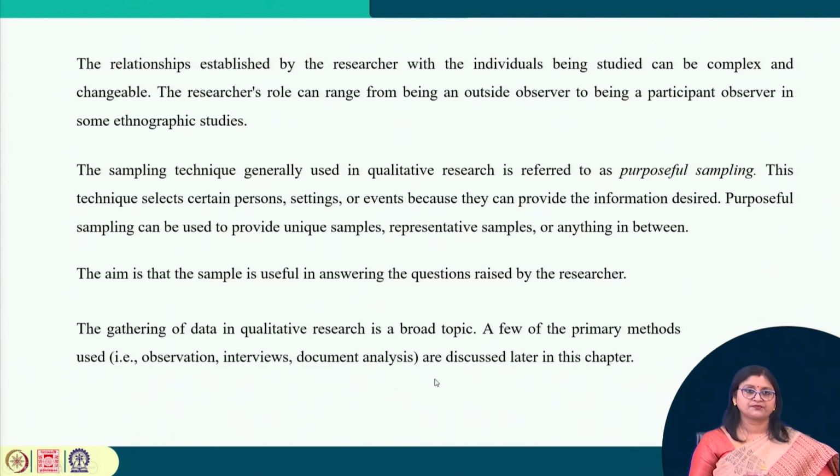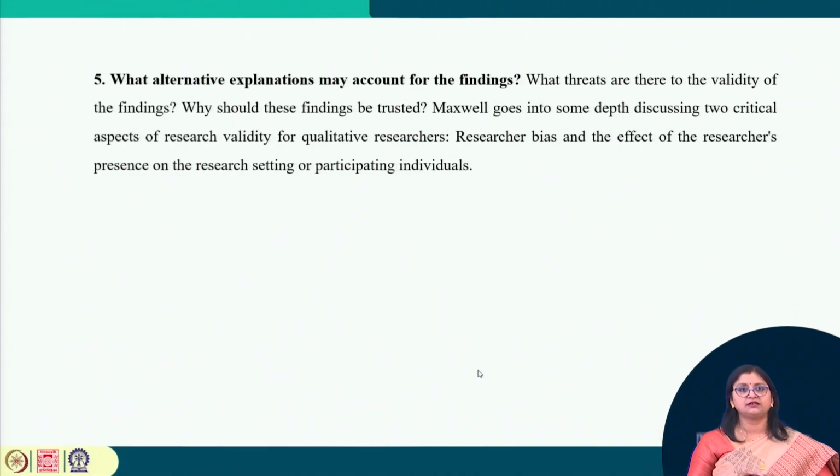his or her research. The gathering of data in qualitative research is a broad topic. A few of the primary methods, like observation, interview and document analysis, may be discussed in later lectures or chapters as our course proceeds.